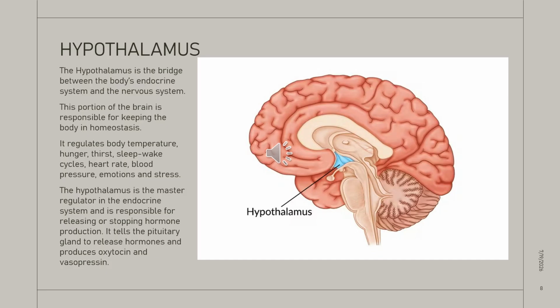It acts as your thermostat, making you sweat or shiver to control your temperature. It tracks your blood concentration to tell you when you're thirsty, monitors your fuel levels to tell you when you're hungry, and manages your sleep clock to tell you when it's time to go to sleep.